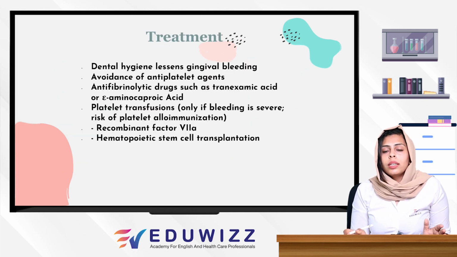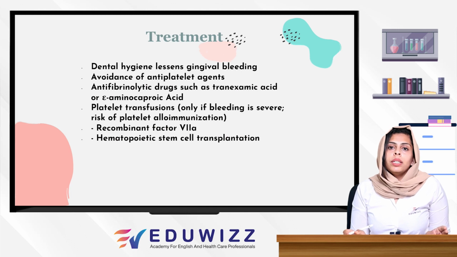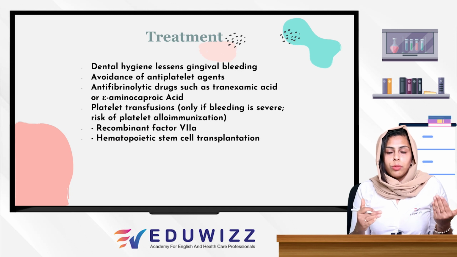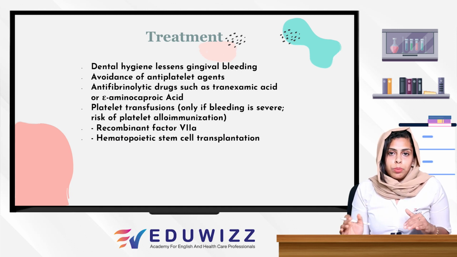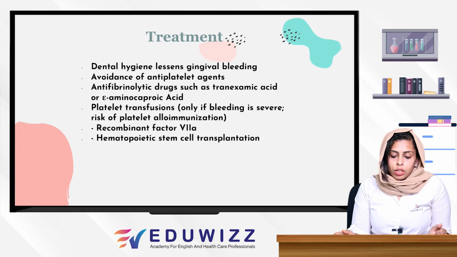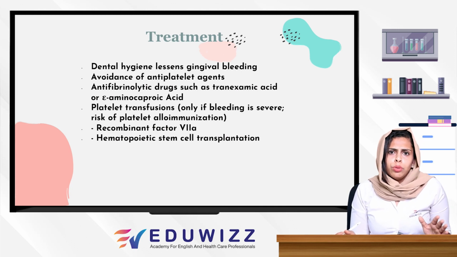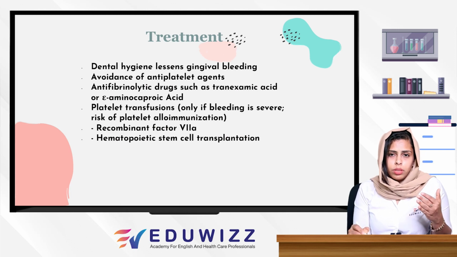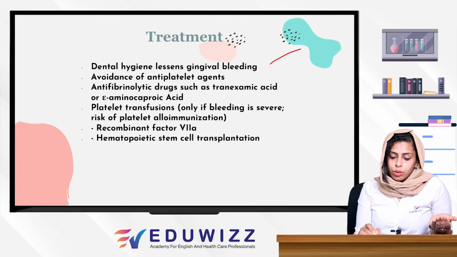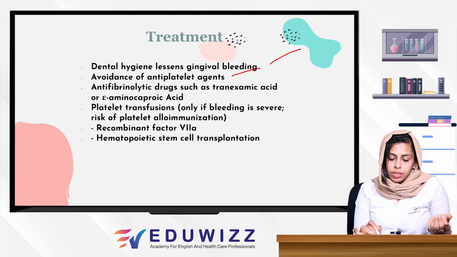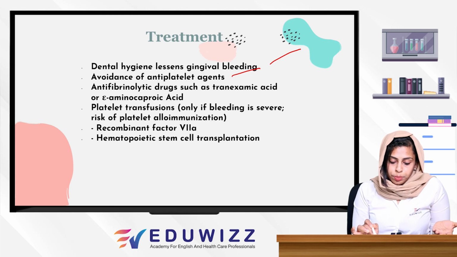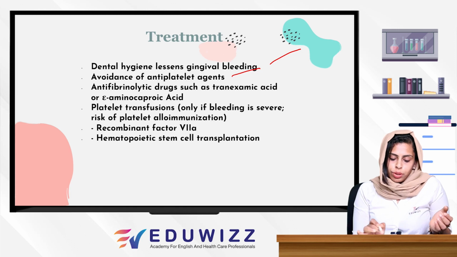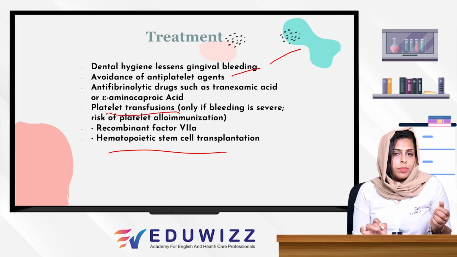The main thing is that it is a qualitative platelet disorder. Bleeding is the main feature, and the platelet count and morphology are normal, but the function is abnormal. That is what is happening in this disease. The treatment is not very important, but you have to know what it is. Dental hygiene to decrease gingival bleeding, and awareness of antiplatelet agents and antifibrinolytic drugs. In severe type 1 conditions, you can use platelet transfusion and hematopoietic stem cell transplantation.